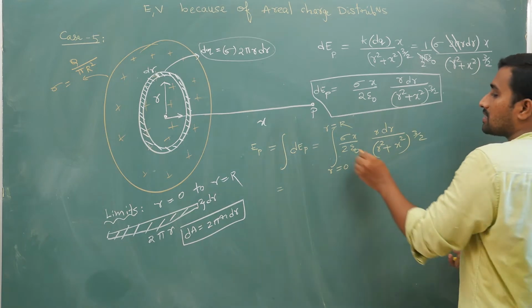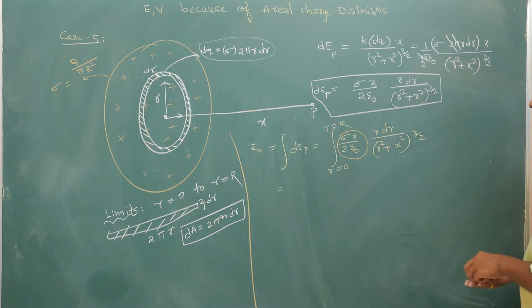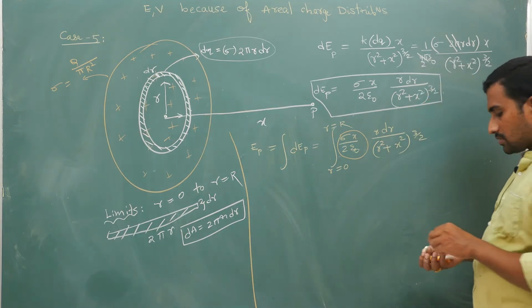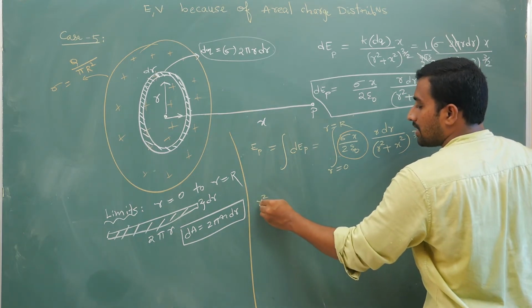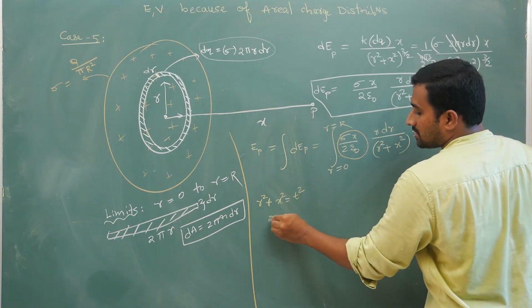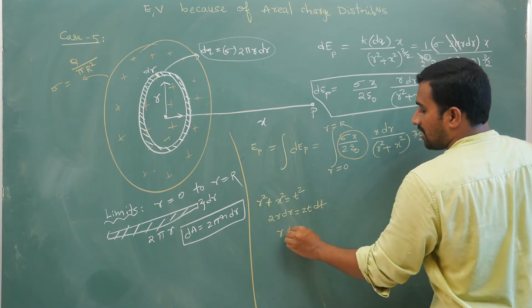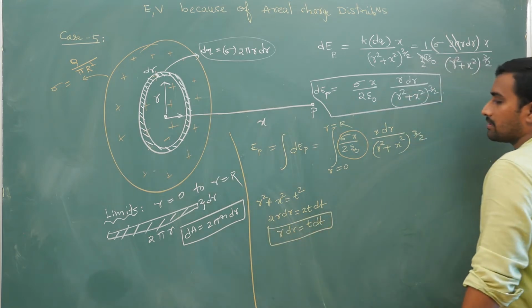Now what I will do is, this part is constant, take it out of the integral. Now let r square plus x square be equal to t. If you do so, we have to write in terms of t. So once again, let r square plus x square be equal to t square. In such a case, this will become 2r dr is equal to 2t dt. So r dr is equal to t dt.